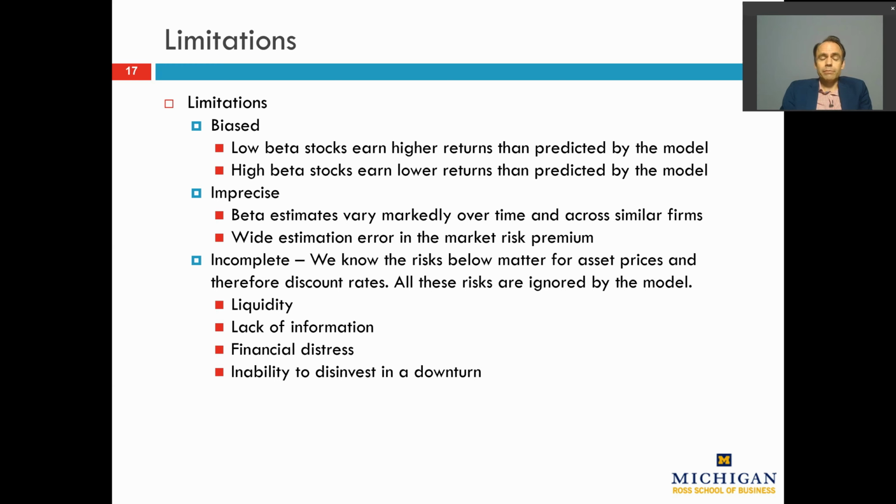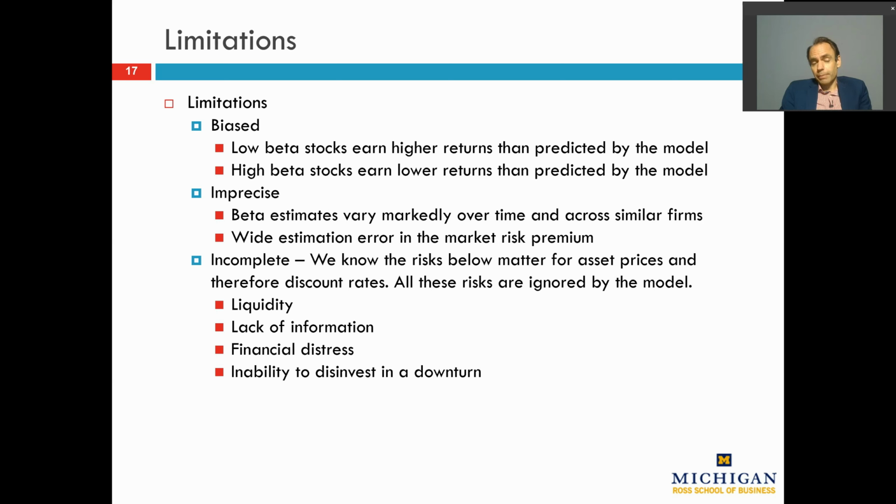So it turns out that Professor Black's idea is true. It turns out that this violation of the assumption that investors can all borrow at the risk-free rate of interest means that the capital asset pricing model is, in fact, biased. Low beta stocks earn returns above what's predicted by the model, and high beta stocks earn returns lower than predicted by the model.